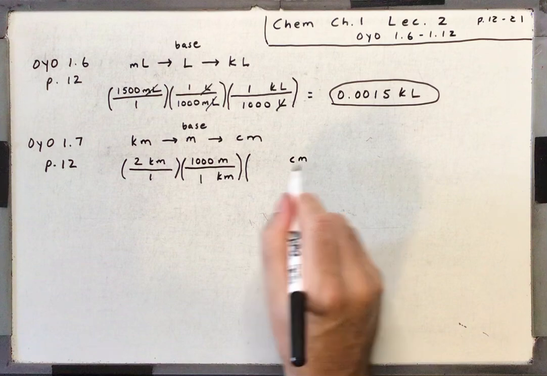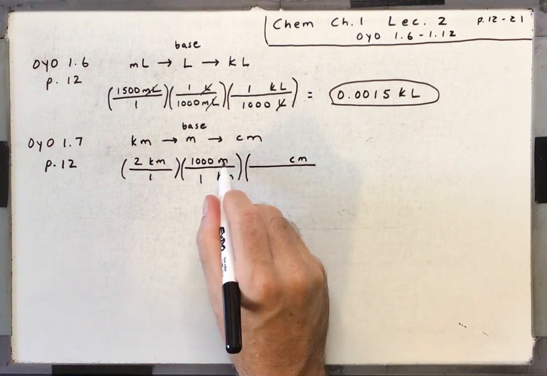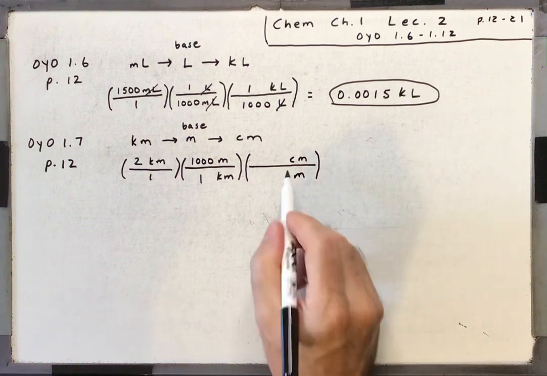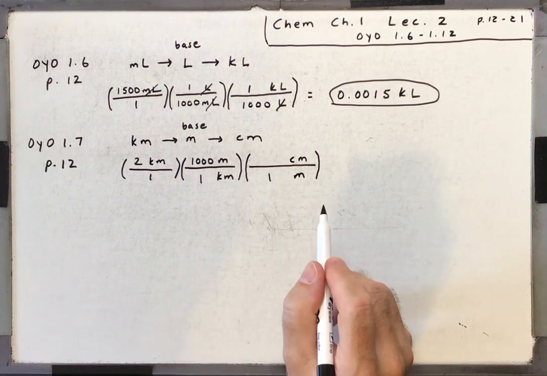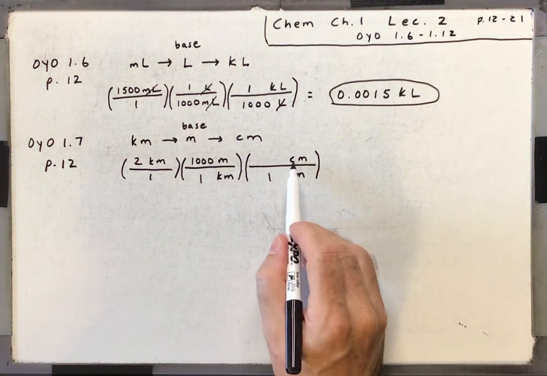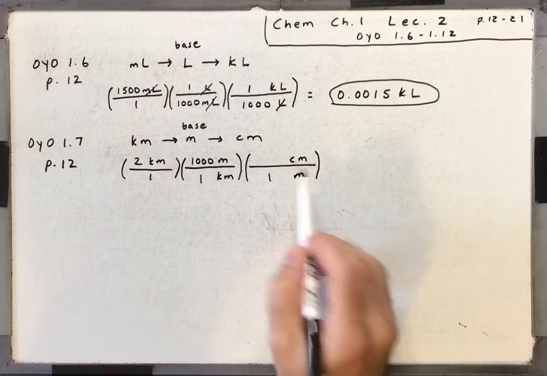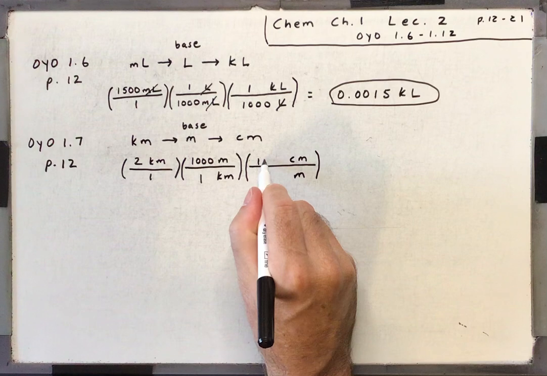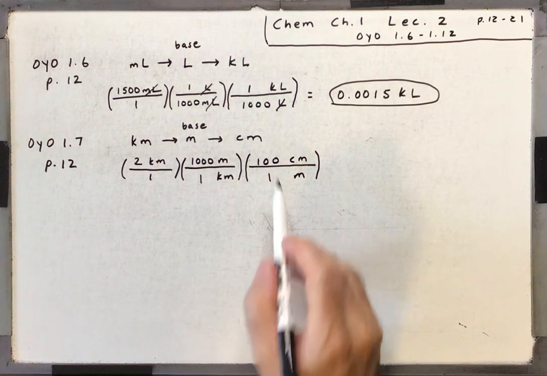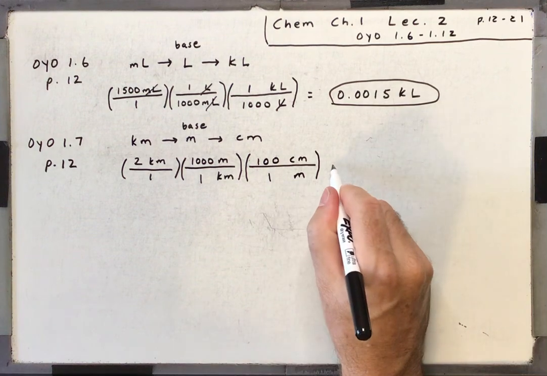Finally, we want to go to centimeters, and we want to eliminate meters. So we're going to put that on bottom. A meter's bigger than a centimeter. How many centimeters are in a meter? Well, don't say 1,000. That's millimeters. Centimeter, century, right? Centi means 100. Okay, so there's 100 centimeters in a meter.